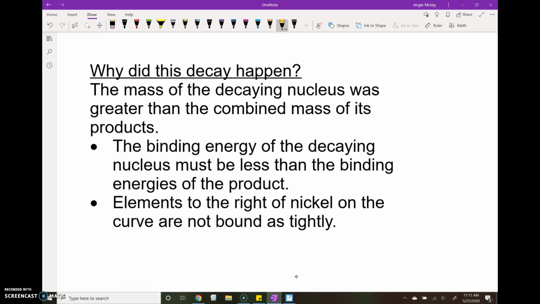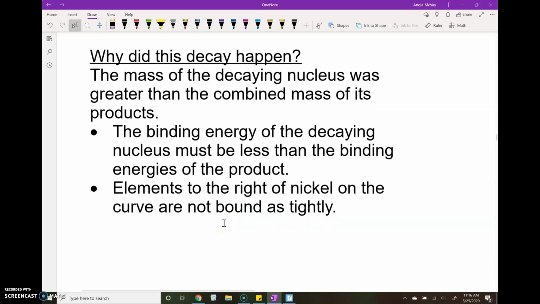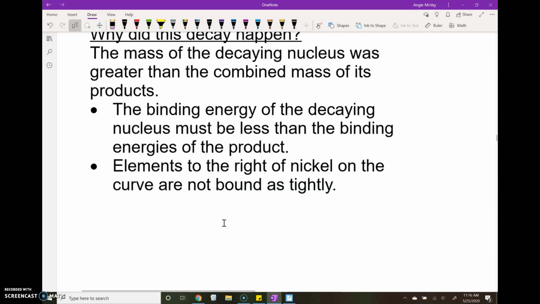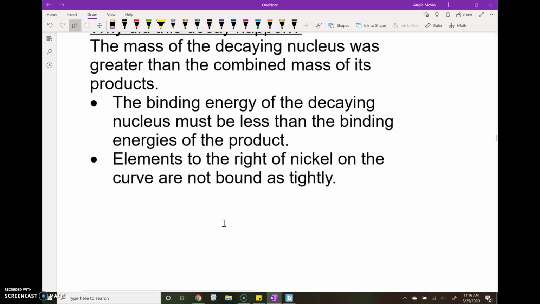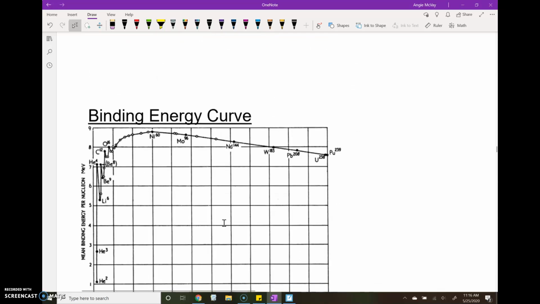Okay, so why do these decays happen? Well, the mass of a decaying nucleus was greater than the combined masses of its products. There's an energy that is released. The binding energy, the amount of energy binding a nucleus together, is less than the energy binding the products together. And as a pattern, elements to the right of nickel on an element curve are not bound as tightly. So let's take a look at that curve.